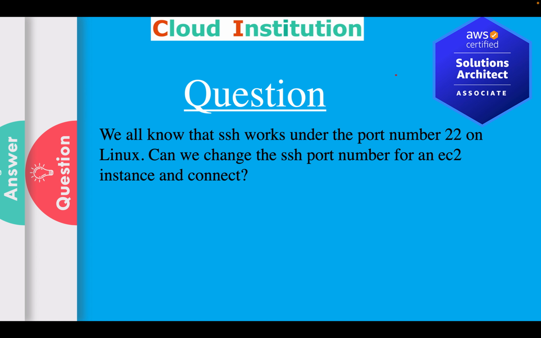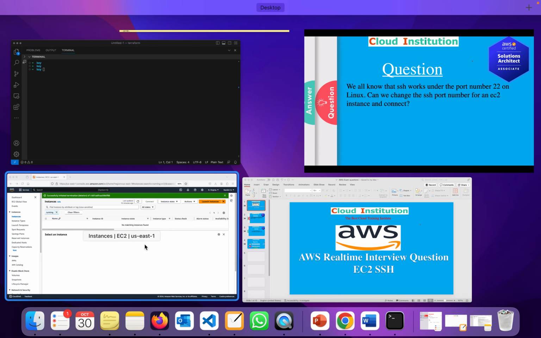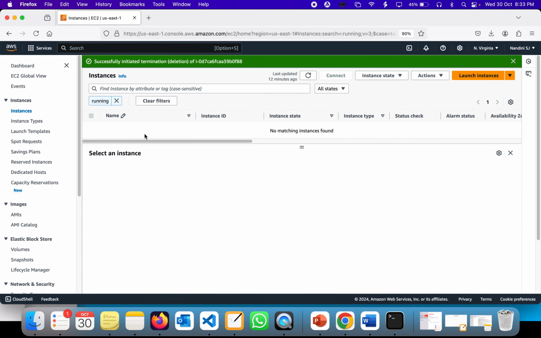Because most of the times in real time, people tend to change the SSH port number from the default to something else, so that nobody else can identify which port number has been assigned. In this case, we should know how we can change the port number of the EC2 instance and how we can connect to it. If you want to do that, we can go back to our EC2 console.